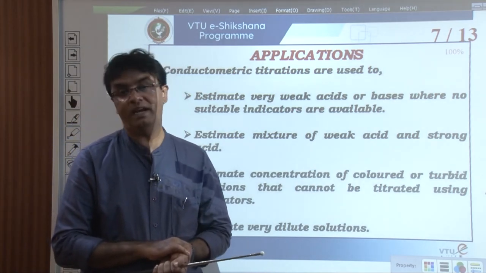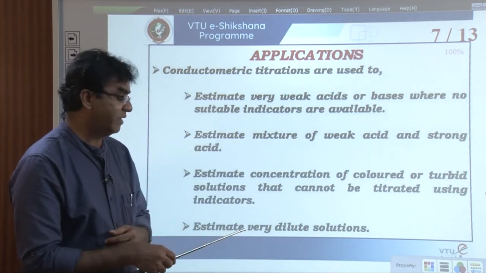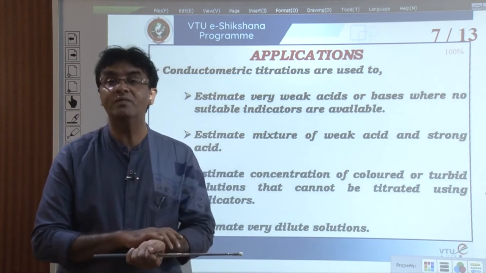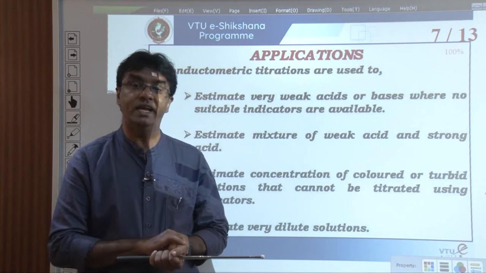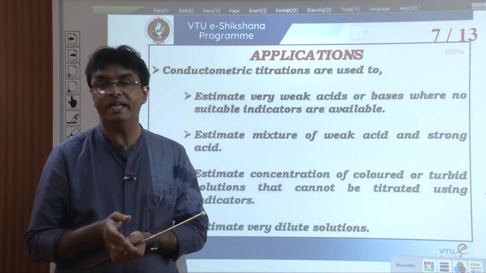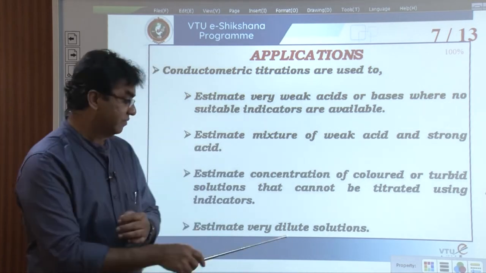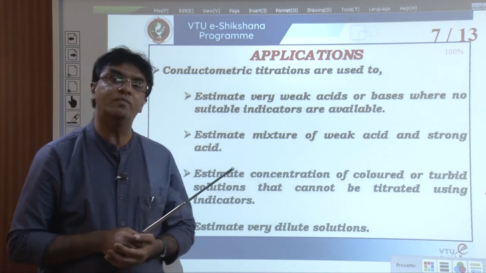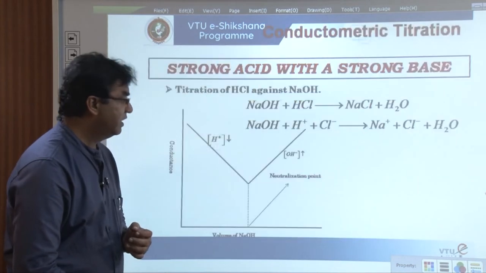Another advantage of this method is that by using conductometric titration, we can estimate even dilute solutions. Usually in the normal volumetric titration technique, measurement of dilute solutions is not that accurate, whereas in the conductometric titration method, we can estimate even very dilute solutions. These are a few applications of conductometric estimation or conductometric titration.